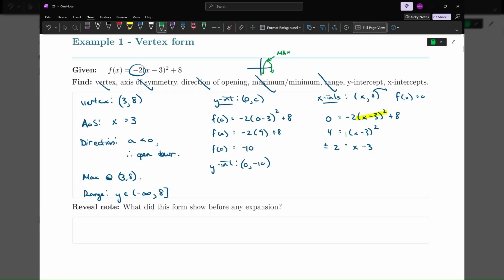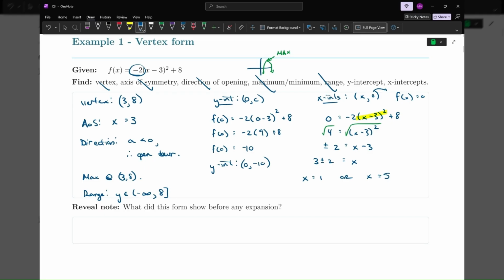Remember, I introduced the square root. I introduced a square root, so I need to include the plus or minus. And then finally solve, right? So x is going to be 3 plus or minus 2. So that gives us x equals 3 minus 2, which is 1, or 3 plus 2, which is 5.